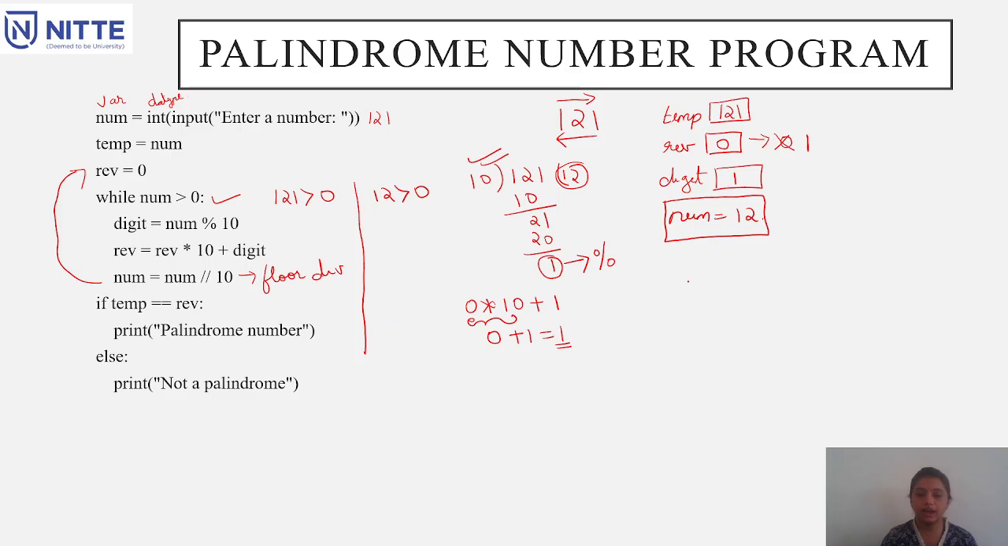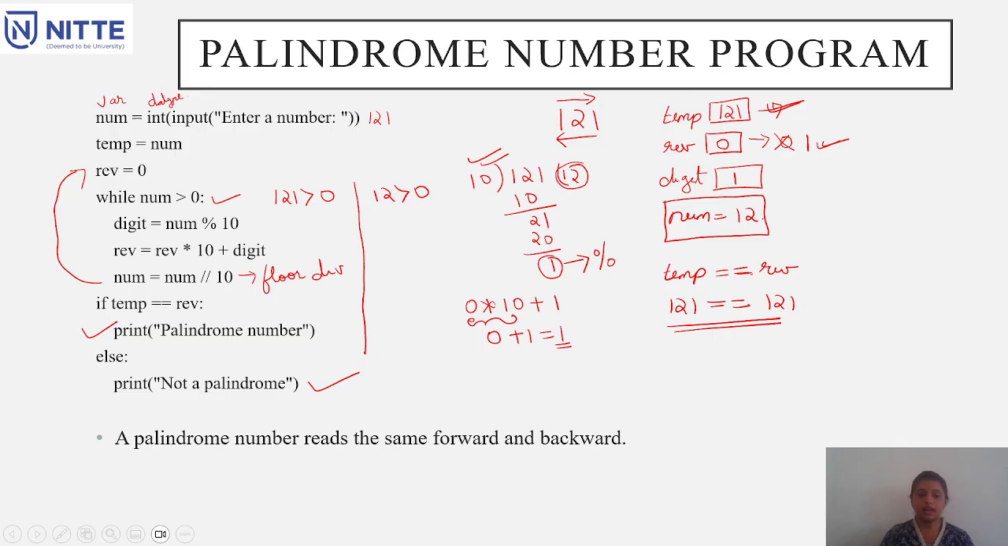Finally, when you complete the iterations in the same manner, what is my temp variable? 121. Now this 121 has to be equivalent to the reverse variable, that is 121. If at the final iteration we get that, then you print it's a palindrome number. If the numbers are not matching, then you print it as not a palindrome number.